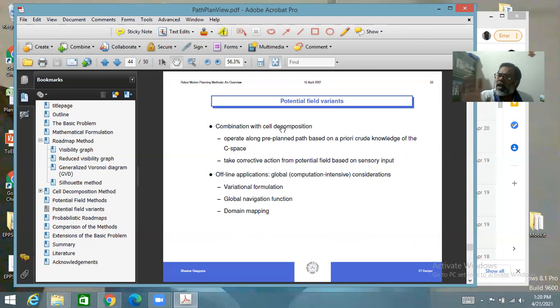Based on a rough knowledge of the C space, you work out a plan according to your cell decomposition algorithm, keep that plan, and try to follow that plan in practice when the robot is operational. But then, based on sensory data, take corrective action using a potential field based method to handle contingencies arising out of the prior knowledge of C space not being exact.